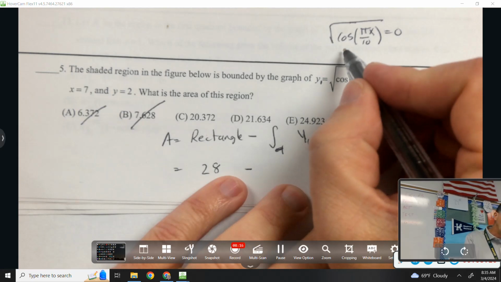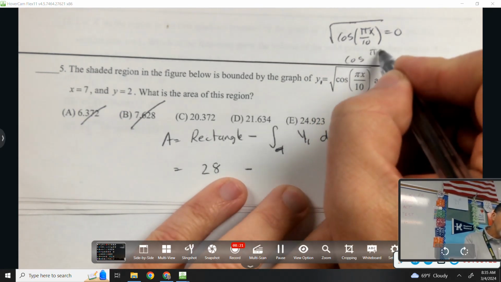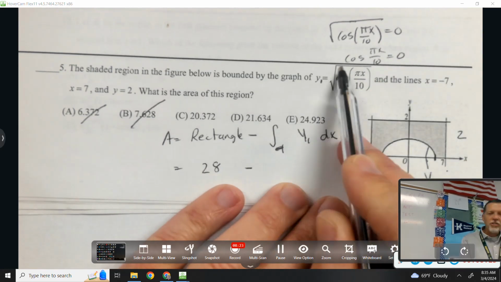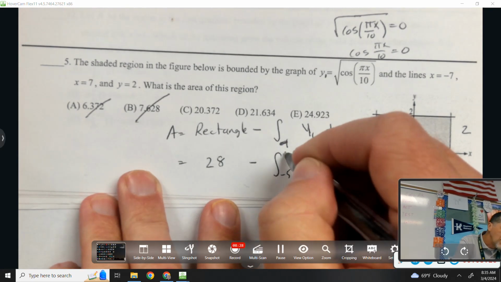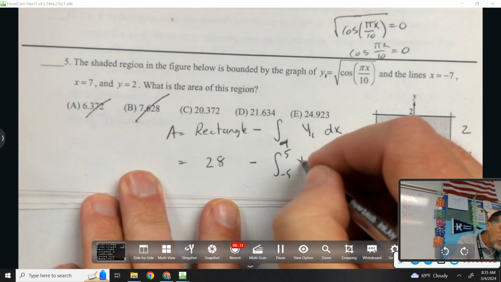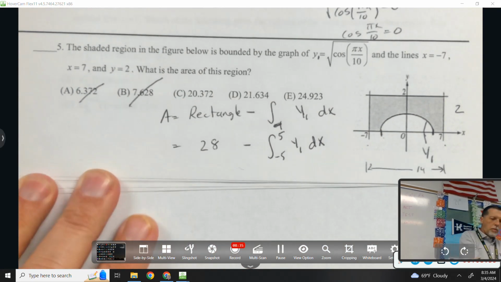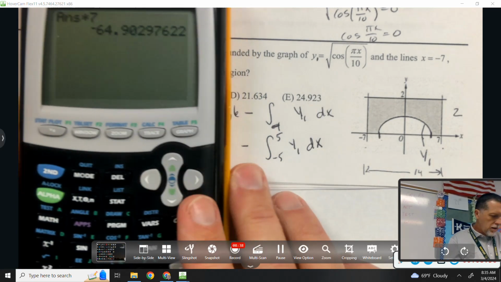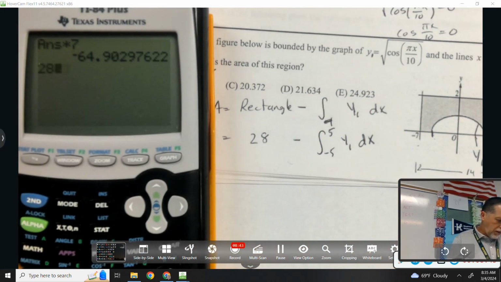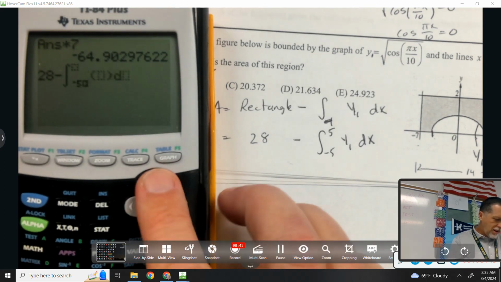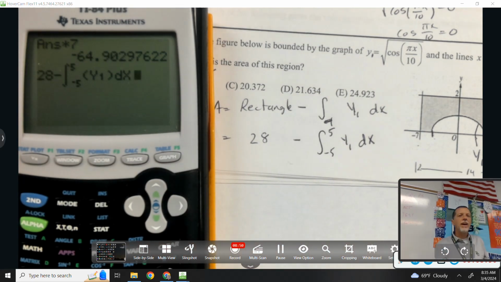I was going to go kind of algebra my way and square both sides. And actually that one you could do and find its intersections. But good call on the table. -5 to 5, y1 dx. Right, now I'm ready to type it in. Let's see, 28 minus math 9, -5 to 5, y1 dx.